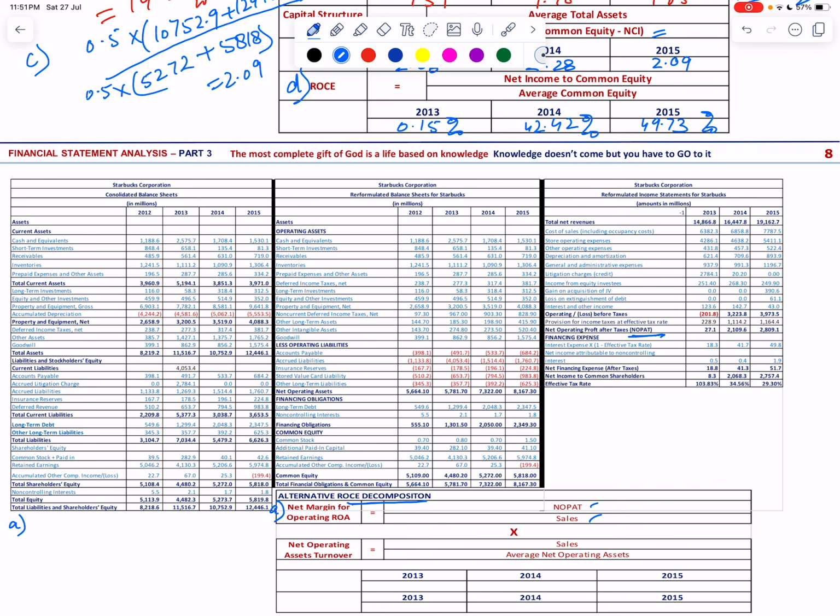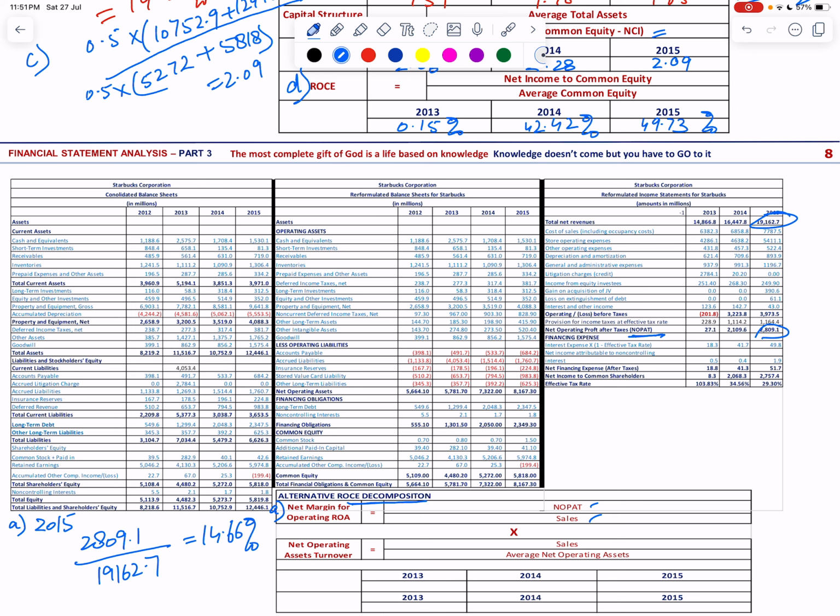NOPAT, again I am going to do for the year 2015 only. This is 2809.1. 2809.1 divided by sales, that is 19162.7, and this will be equal to 14.66%.